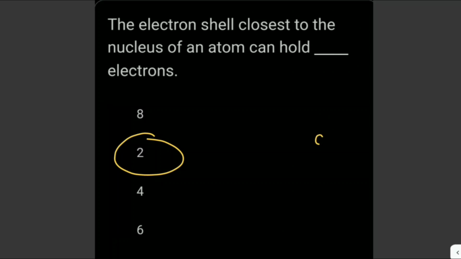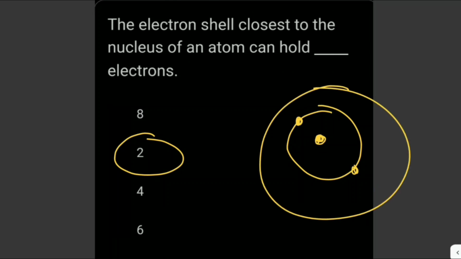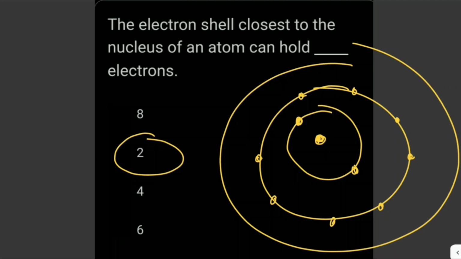So if this is our nucleus, and then this is 1 electron shell, so this first shell can hold up to only 2 electrons, then the second one can hold up to 8. And then the next one is 32 and so on.